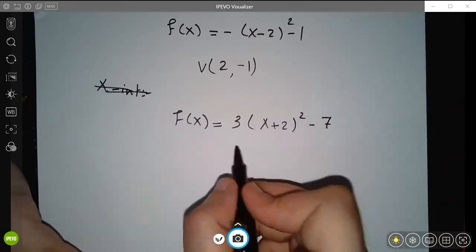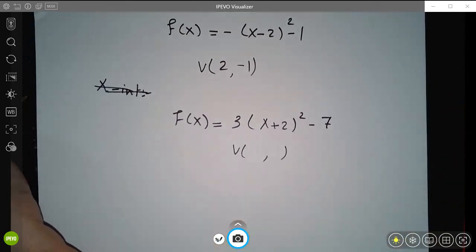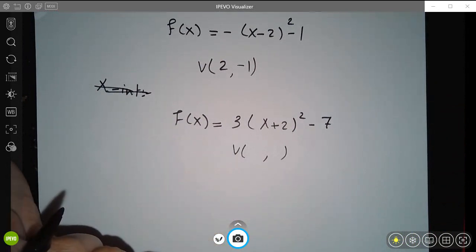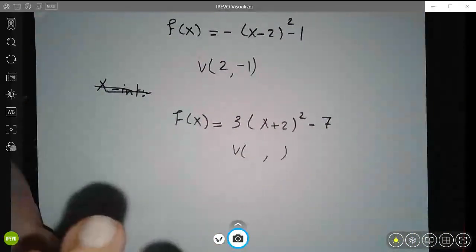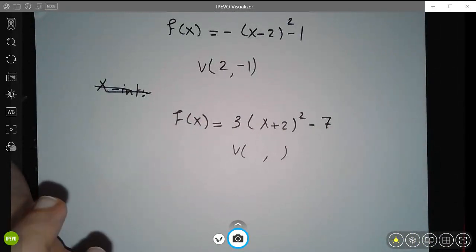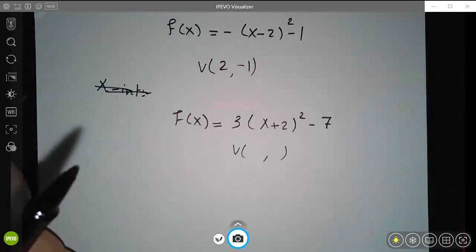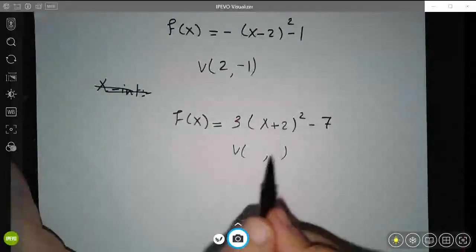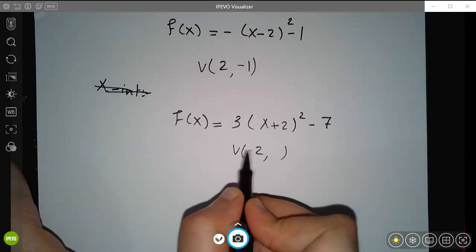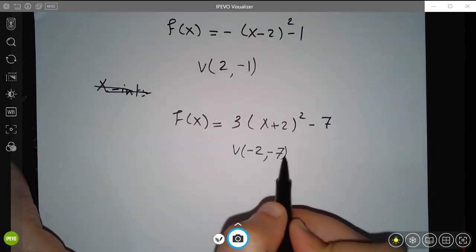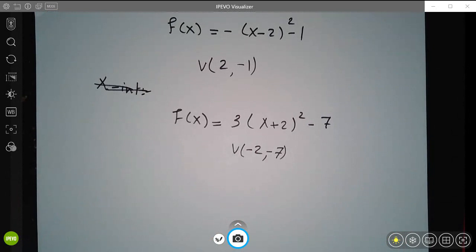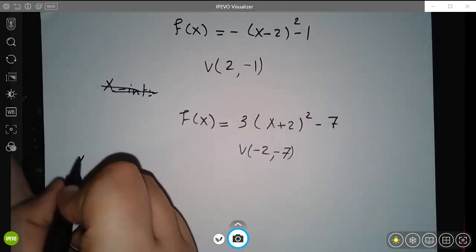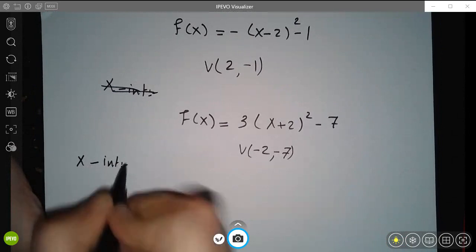So working with this, again, quick. What's the vertex point? Two for x? Well, you're right about that. It is 2. It's just negative. And then the -7. It's -2, -7. Now, let's see here. You have the x-intercept. We need to find that first.